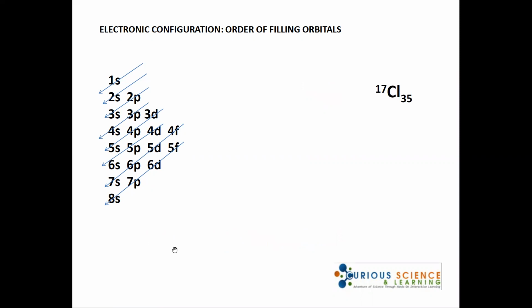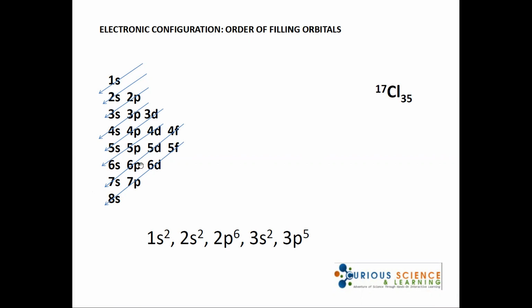Now let's try the similar way for chlorine. Chlorine has atomic number 17, which you can find from the periodic table. We need to fill up these 17 electrons in the order of electronic configuration. Again, it will go in this order: 1s2, 2s2, 2p6, 3s2, and 3p5. If you add up these electrons, it will be 17 electrons.